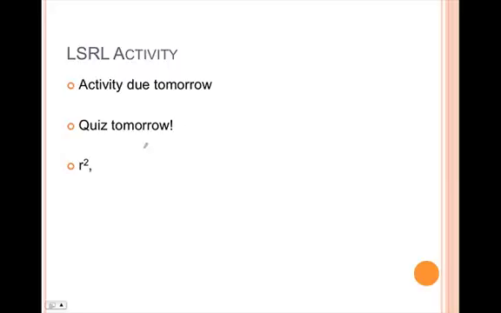Tomorrow, you have your quiz. Looks like I started to type what this quiz was on, but I stopped. This quiz is on R squared. It is on residual plots. It is on calculating residuals.